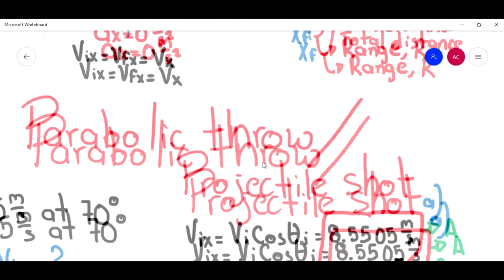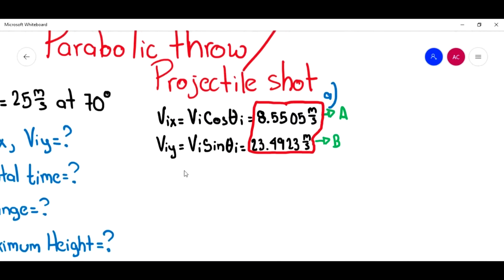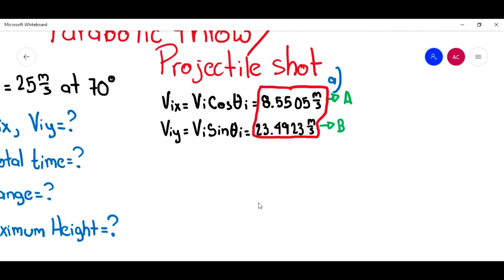So from horizontal throw, and I recommend you to watch that video if you haven't seen it, there is going to be a card over there. There is a formula that says position equals the velocity in x that multiplies the time.